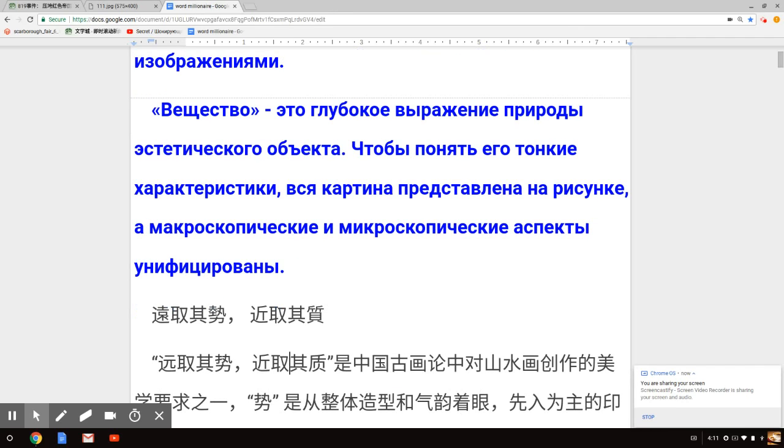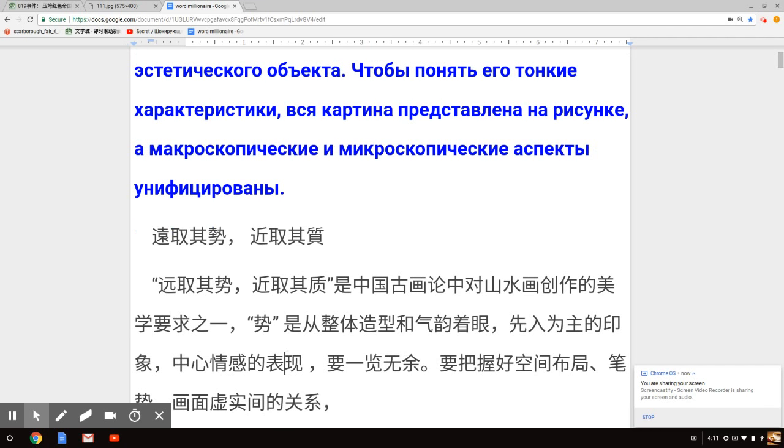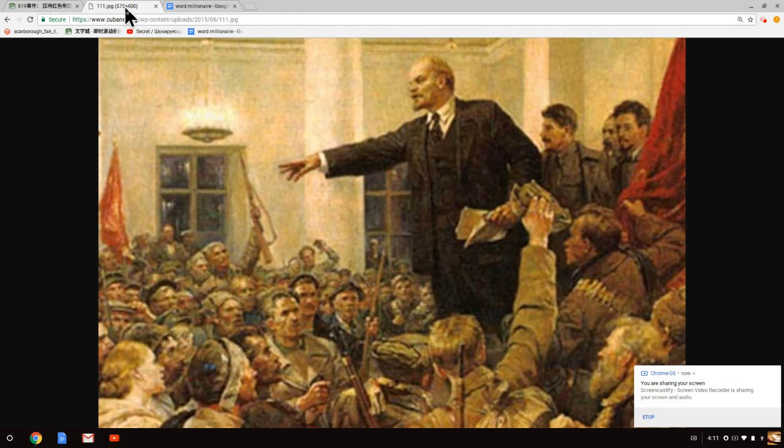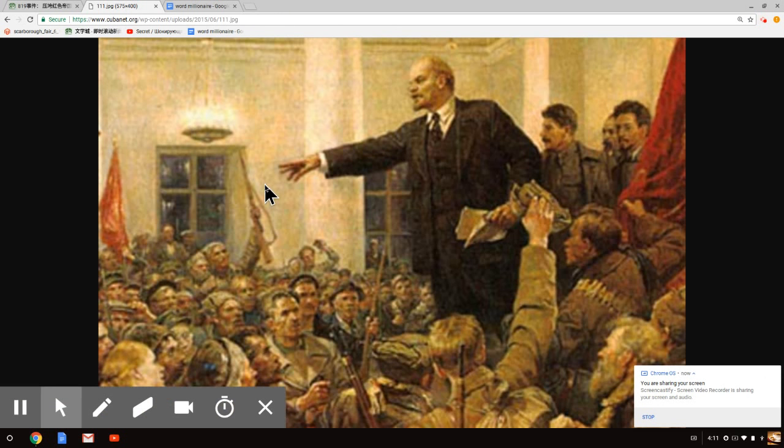缘起其事，尽起其致。The Chinese ancient painting theory's aesthetic requirements for landscape painting. Now we see the two paintings. The first painting is less aesthetic because we see too many details in the front face, and the gesture here is weak. It is not monumental, more like a group portrait.